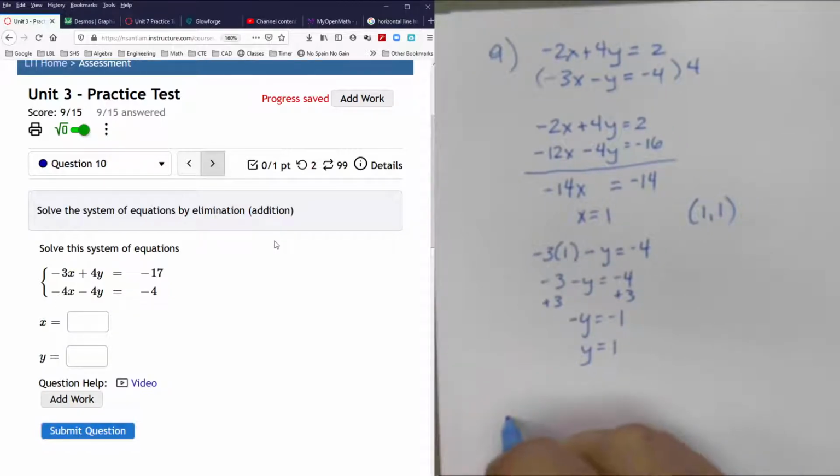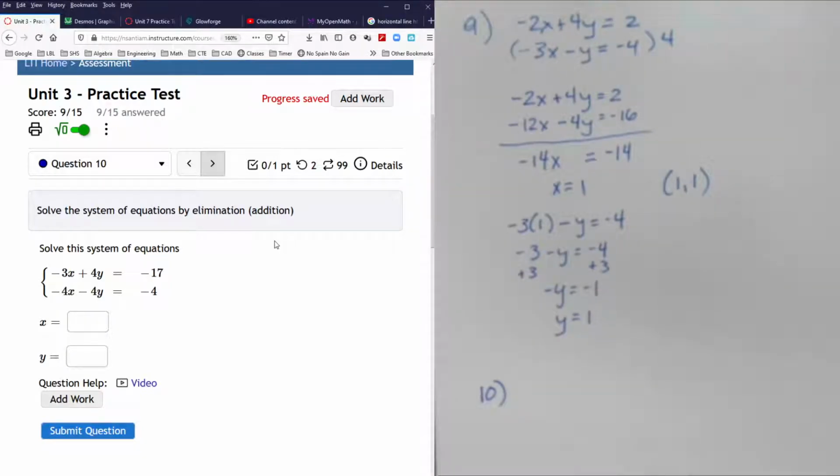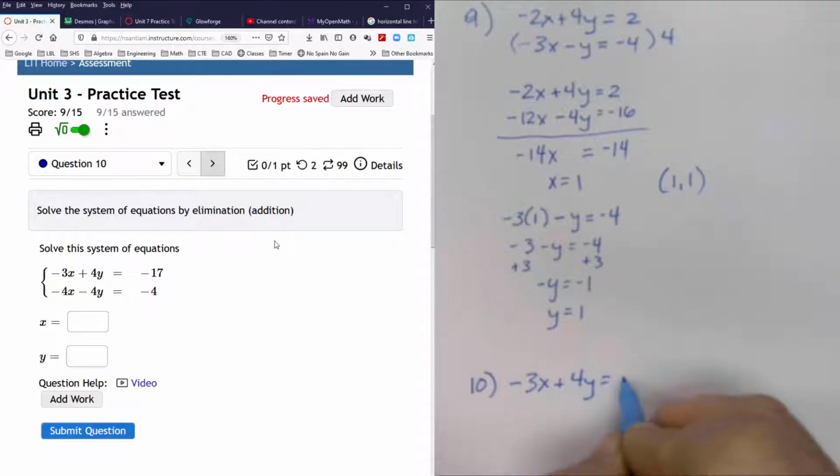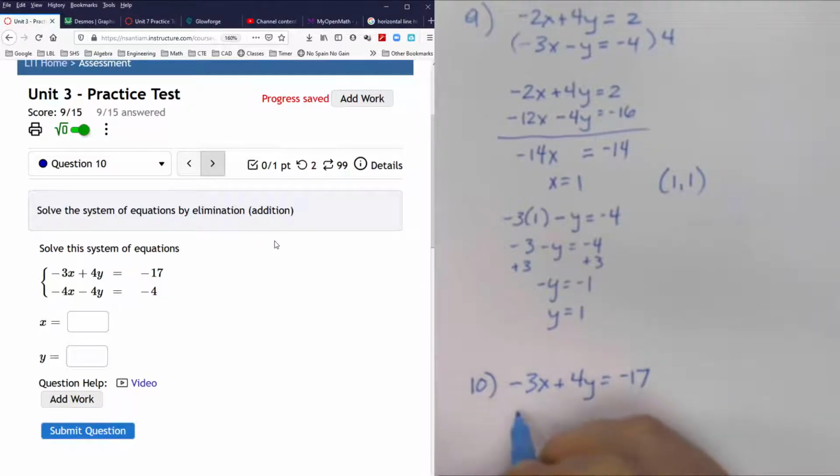Okay, problem number 10. Again, they ask us to just solve this. They actually say to solve it using elimination. So we'll go ahead and do that. Minus 3x plus 4y is equal to negative 17. And we've got negative 4x minus 4y is equal to negative 4.